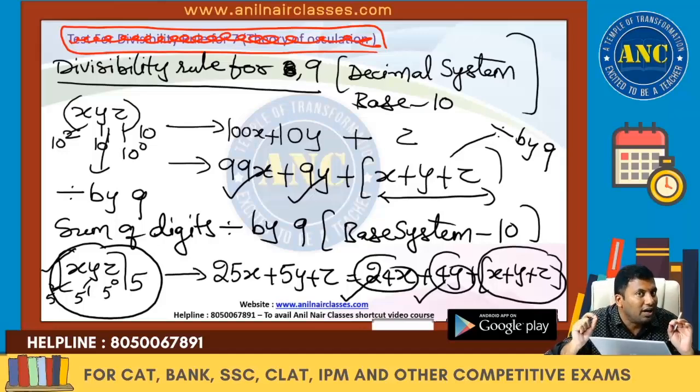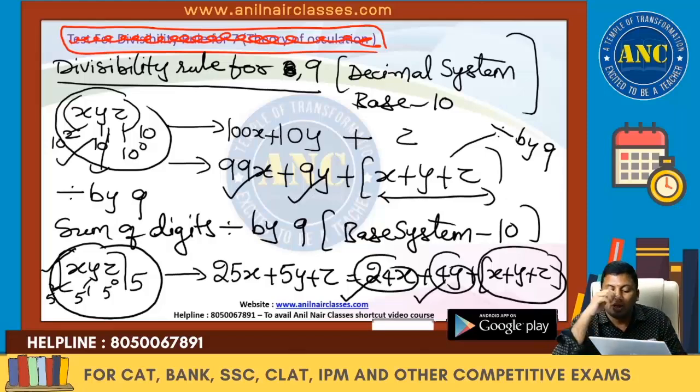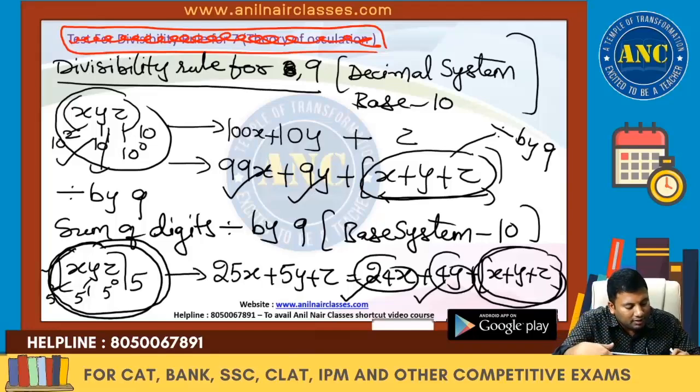Listen carefully. I want each and every viewer to listen to the next two statements carefully. Statement 1. In a decimal system, if the left hand side is divisible by 9, the sum of the digits should be divisible by 9. In the left hand side, if this is divisible by 4, x plus y plus z should be divisible by 4 in base system 5.